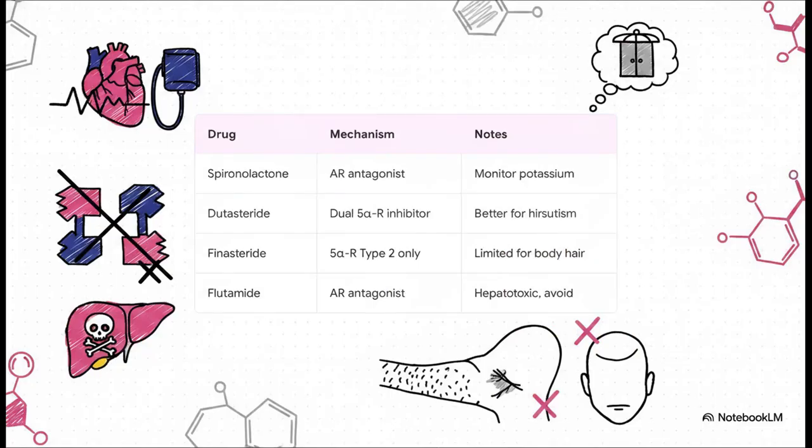Now, if OCPs just aren't cutting it after several months, we escalate to anti-androgens. Spironolactone is highly effective, just make sure you're monitoring their potassium and blood pressure. And crucially, dutasteride outperforms finasteride here. Remember our discussion on those enzyme mechanisms? Dutasteride blocks both type 1 and type 2 enzymes, effectively shutting down DHT production in the skin where type 1 lives. Finasteride only blocks type 2, making it pretty useless for body hair, though decent for scalp hair loss. Lastly, while flutamide is a super potent androgen receptor antagonist, you must avoid it due to severe hepatotoxicity. It's a classic distractor answer on exams, so watch out.